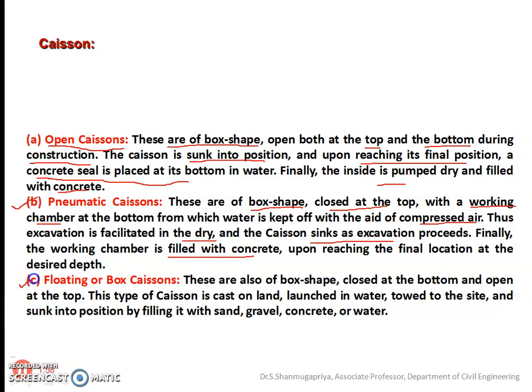The last type we call the floating or box caisson. These caissons are also box shaped. They are closed at the bottom and open at the top. They are cast on the land and launched in the water, towed to the side by means of barges, and sunk into position by filling them with materials like sand, gravel, concrete or water. So these are the three different types of caissons.